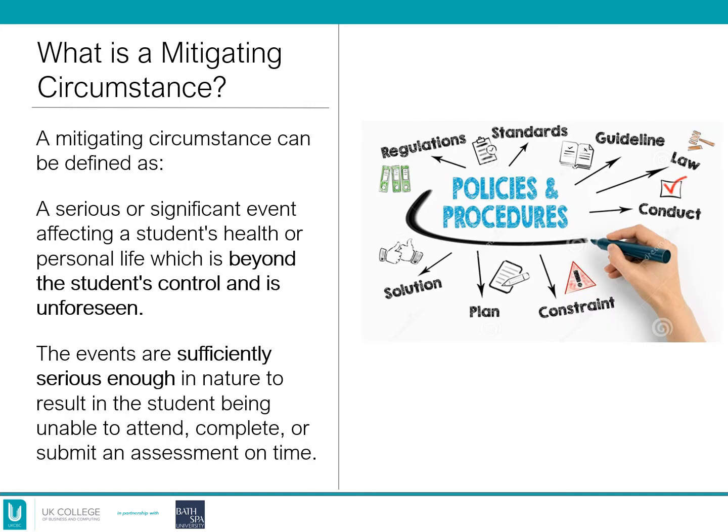So what is a mitigating circumstance? A mitigating circumstance can be defined as a serious or significant event that affects a student's health or passes beyond the student's control and is unforeseen. The events are sufficiently serious in nature to result in the student being unable to attend, complete, or submit an assessment on time.